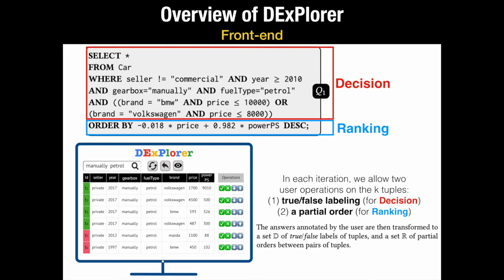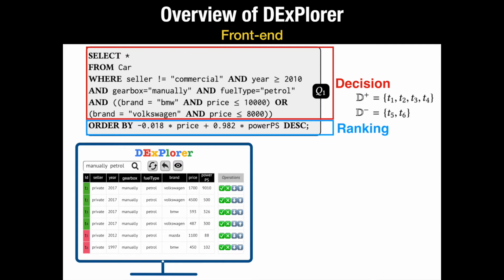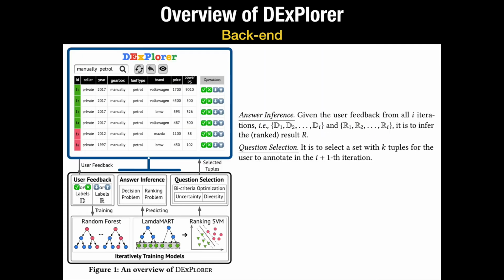Moreover, in order to address the cold start problem, we allow users to pose a few keyword queries to quickly get some desired tuples. For example, for Q1, the tuples T1 to T4 are labeled as true, so they are in D plus. T5 and T6 are labeled as false, so they are in D minus. And for the ranking problem, T1 is ranked higher than T2 and T2 is ranked higher than T3, etc. In the ith iteration, the user will provide feedback to the backend. The backend needs to address 2 problems, answer inference and question selection. The answer inference is to infer the result by the user's feedback, and the question selection is to select key tuples for the user to label in the (i+1)th iteration.